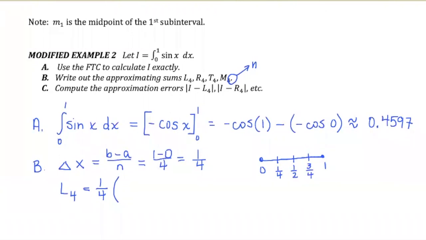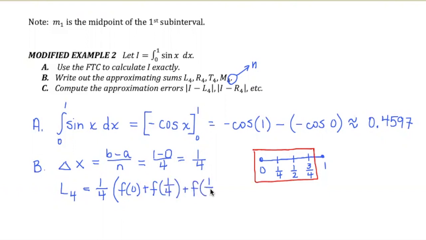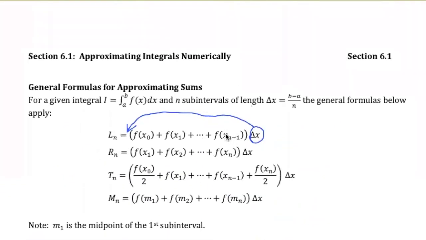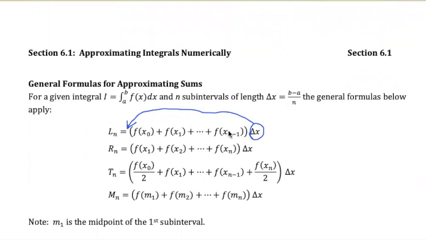So when you're doing a left approximation, you're using the left endpoints of each interval, which are these right here. That means in terms of writing out my sum, I'm going to be calculating f of 0 plus f of 1/4 plus f of 1/2 plus f of 3/4. And notice how I'm leaving off the last endpoint. That's what this x sub n minus 1 means, is we're not going all the way to x sub n. We're leaving the last one off.